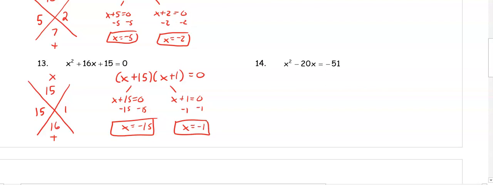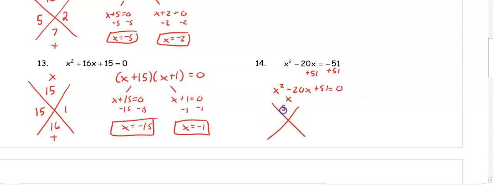Now, in number 14, our equation is not set equal to 0. So we need to move 51 to the other side. So we're going to add 51 to both sides. So we get x squared minus 20x plus 51 equals 0. So we need 2 numbers that multiply to 51 and add to negative 20.